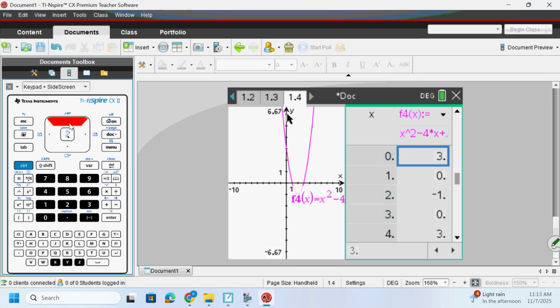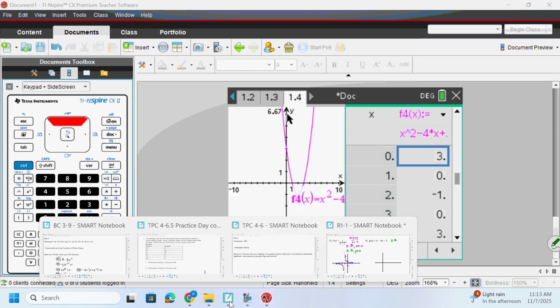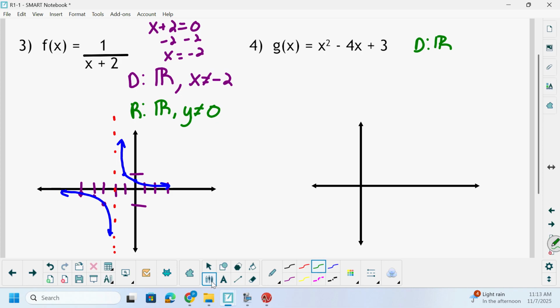So we're going to have 0, 3, and 1, 0 to start out. So here's 0, 3, here's 1, 0. We also had 2, negative 1. Then we're back to 3, 0, and 4, 3. And then we'll sketch that in with a nice smooth curve.